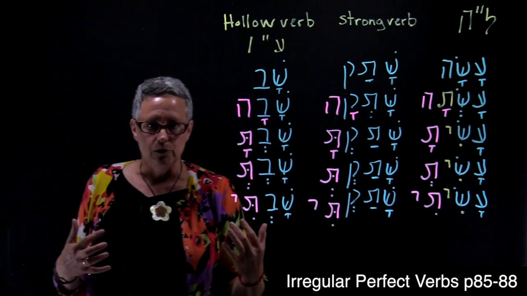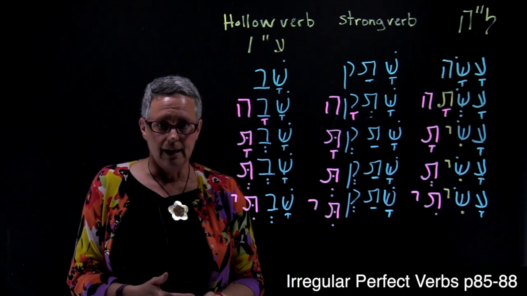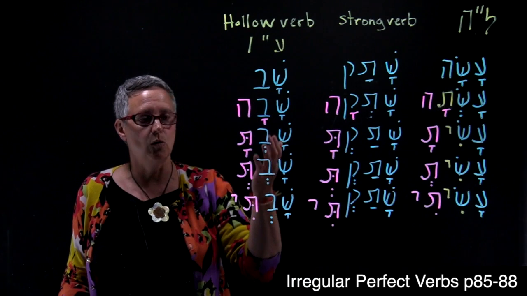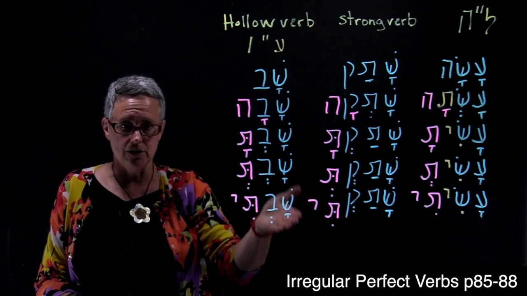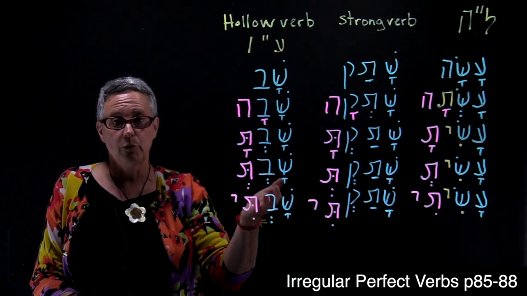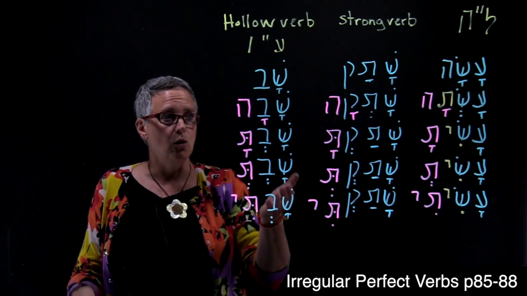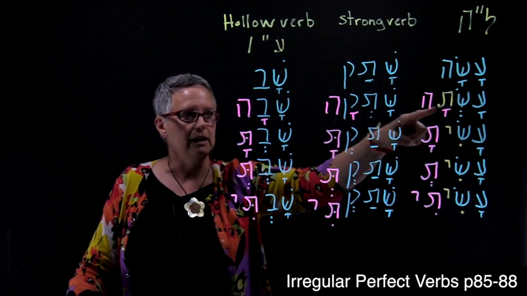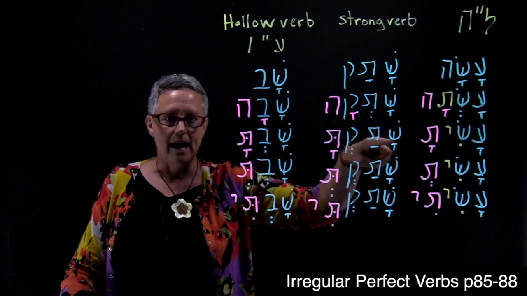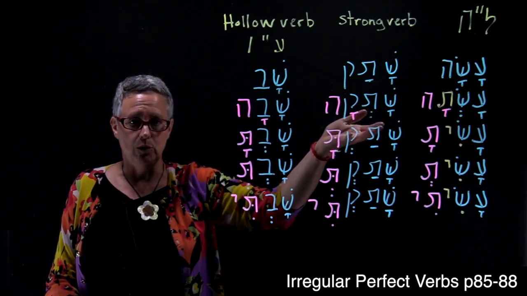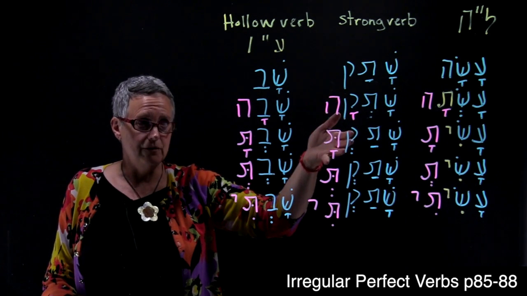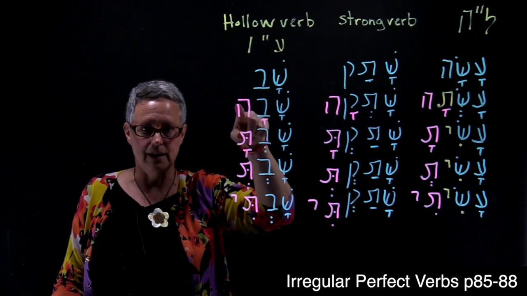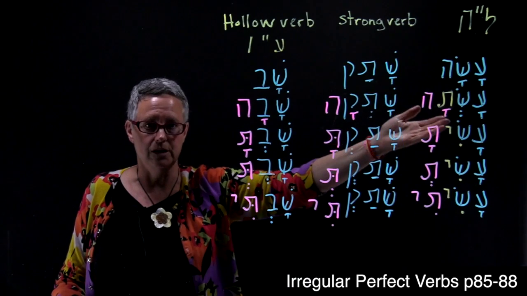So the good news about irregular verbs is that they turn out to have regular patterns. So even though they have weak letters or guttural letters in them, the patterns are still very regular and therefore pretty easy to recognize. As you can see, the endings stay exactly the same no matter what the three root consonants are. So you can identify this verb as a perfect verb because it has an affix on the end, and that's true for all of these forms.